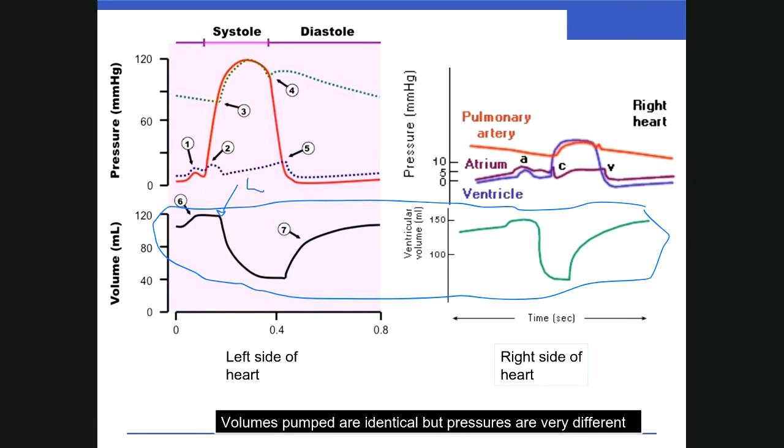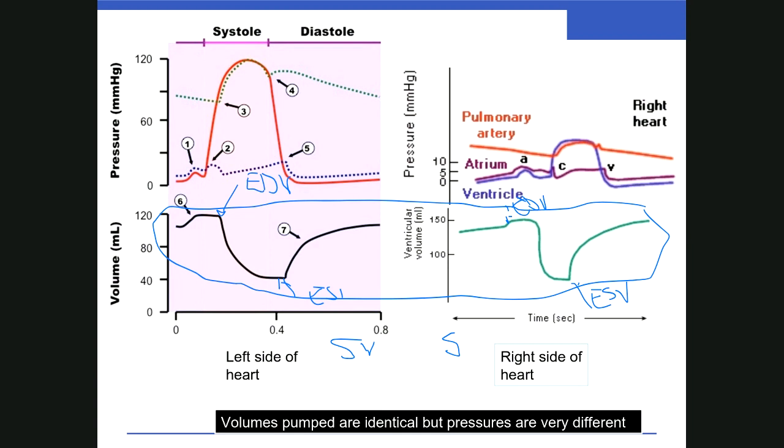EDV, that's right. And remember what it is when it empties? What is that point called? ESV. Well, EDV and ESV are the same. EDV over here and EDV over there are the same. ESV over here and ESV over here are the same. And so remember, if I subtract those two, I get a stroke volume. I subtract these two, I get a stroke volume.